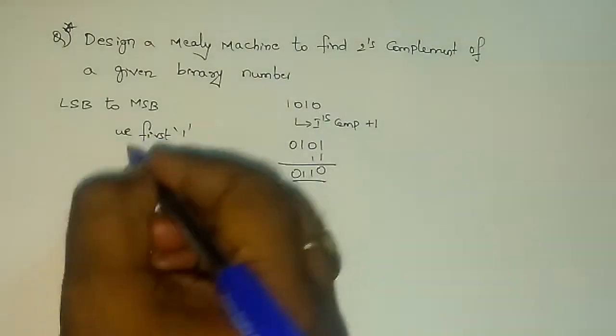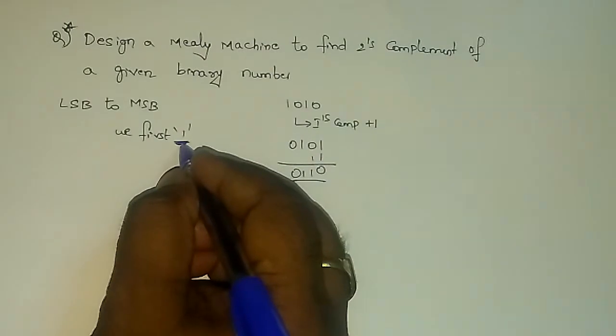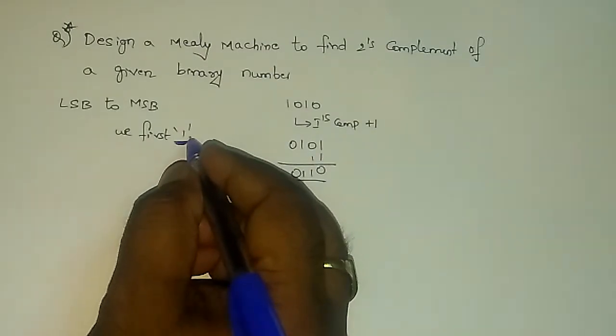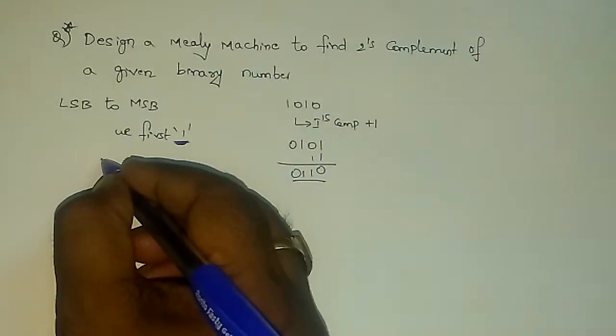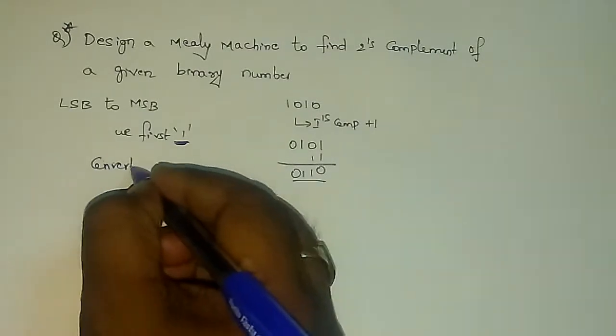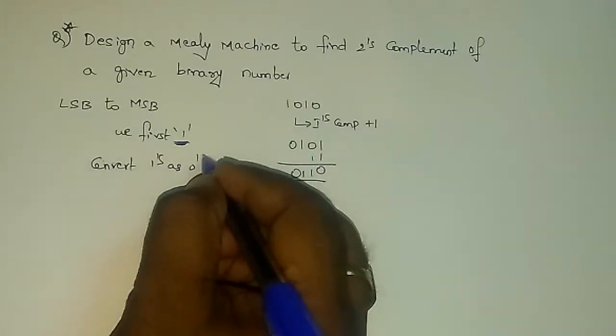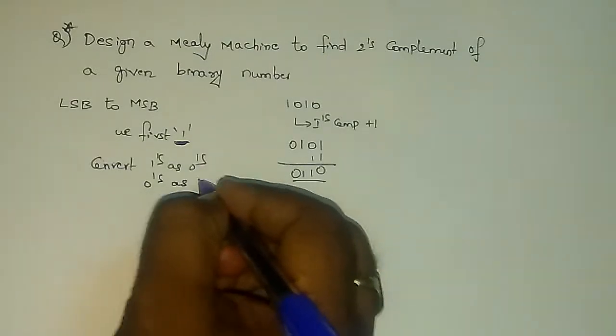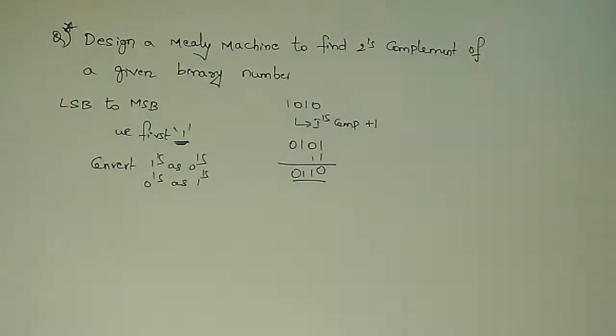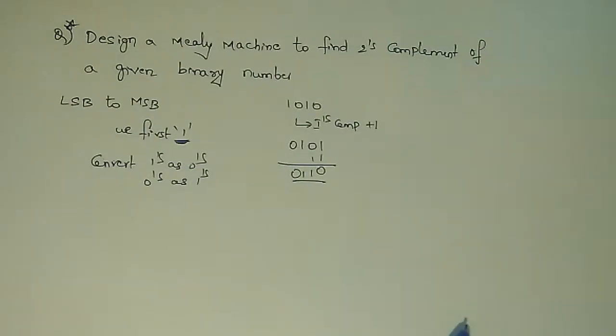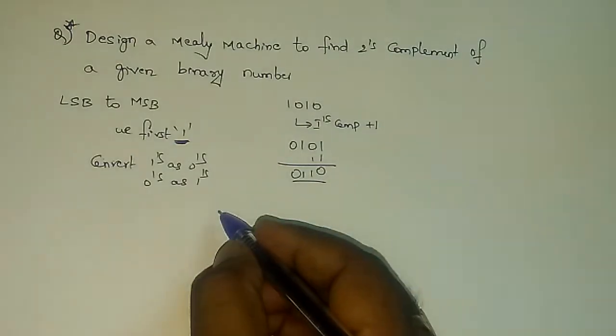Keep that one as it is. So when we encounter the first one from LSB to MSB, we should keep that one as it is and convert the remaining ones as zeros and zeros as ones. Now we'll get the final 2's complement of that binary number. I hope you understood. So let's take an example here.